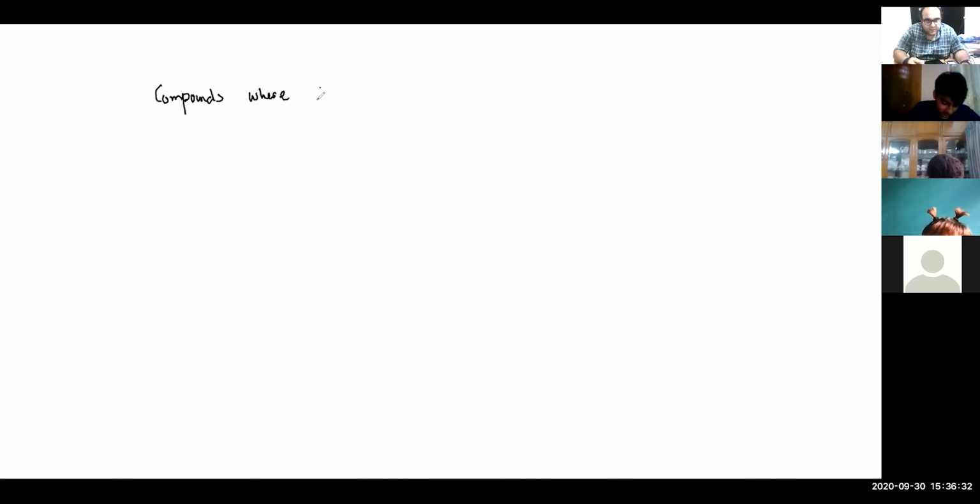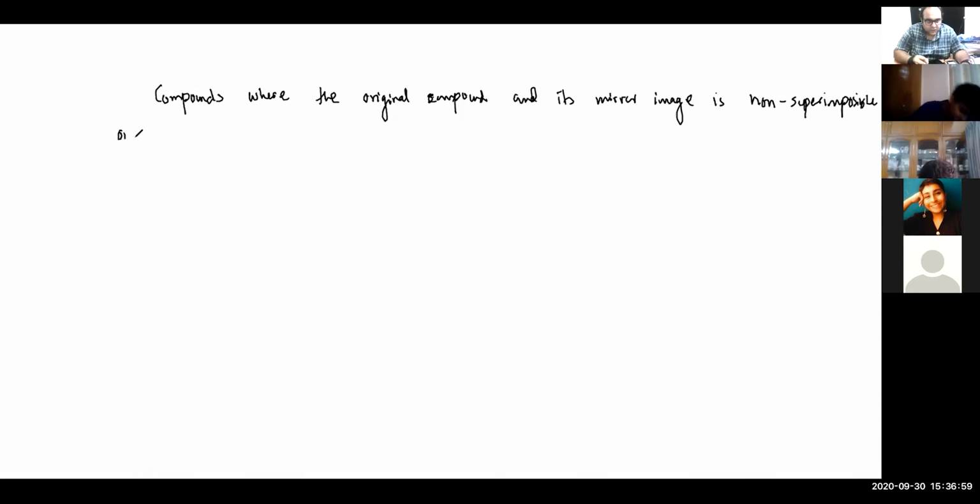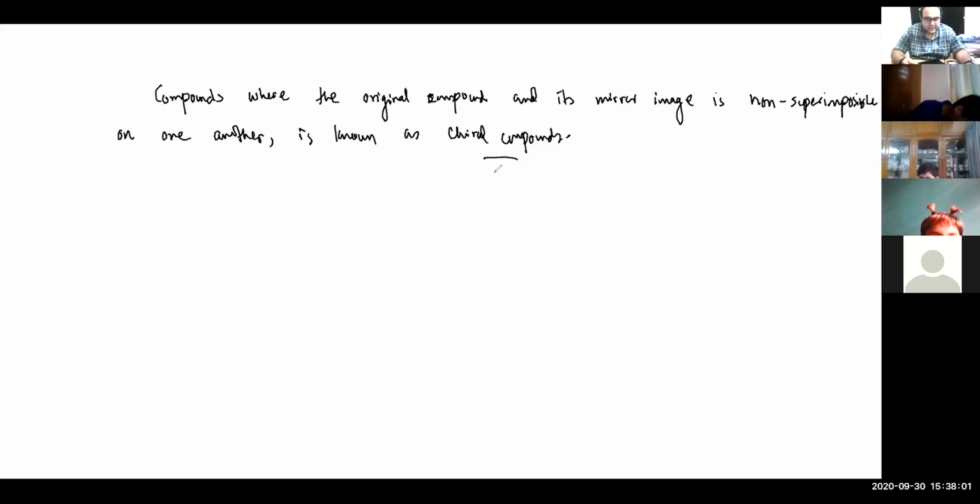Later write that compounds where the original compound and its mirror image is non-superimposable on one another is known as chiral compounds. Now why are we so concerned?